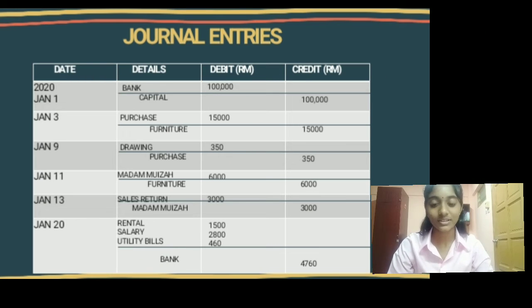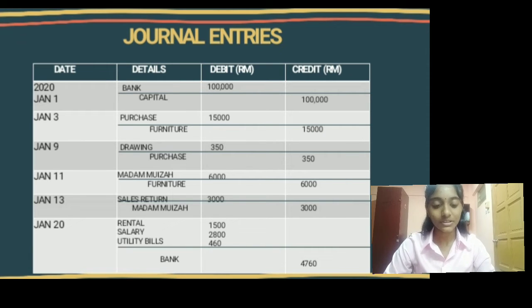Okay, let's see the question. IFA Enterprise, which sells home and office furniture, started business on 1st January 2020. The following was the information pertaining to its business activities for the month of January 2020. On 1st January, the owner Miss IFA deposited into the business bank account a total of 100,000. The bank would be on debit side and capital would be on credit side.